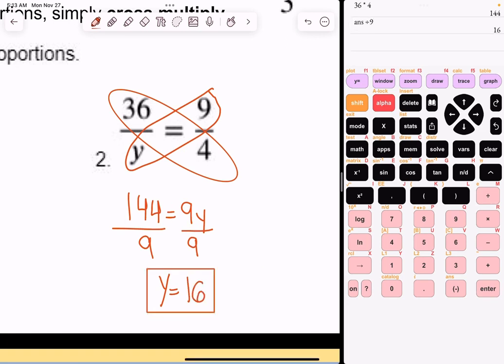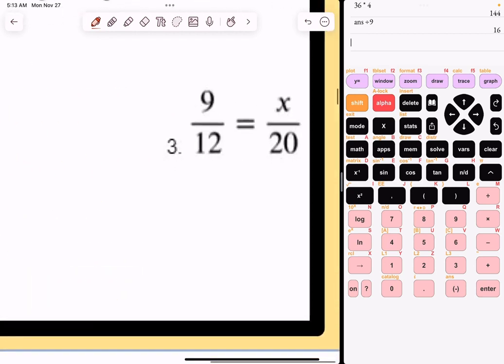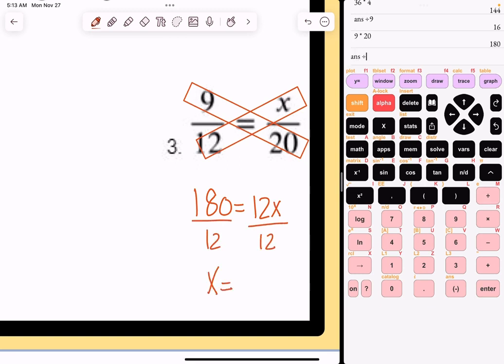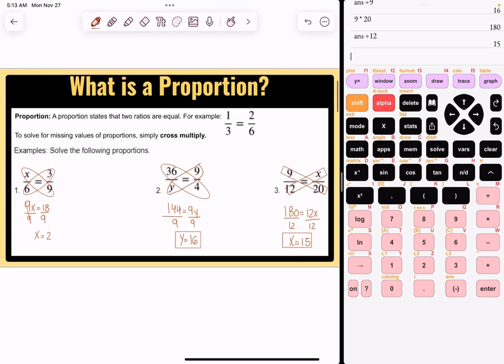Good. And let's look at number 3. 9 times 20 is 180, I think. 9 times 20. Yep, 180 equals 12 times x. 12x. Divide both sides by 12. X equals 15. Good. Perfect. Alrighty. So that is how we find missing values in a proportion. We use cross multiplication.